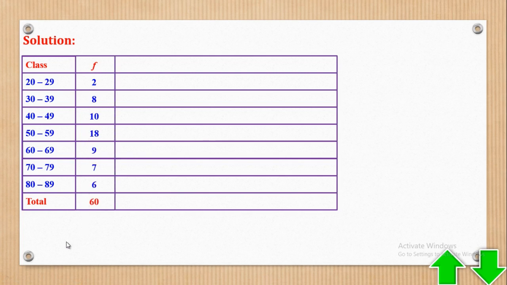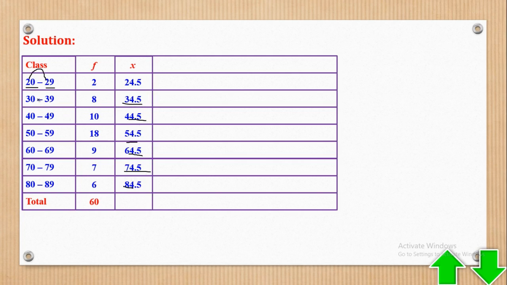And at the end we have to add all of them. So we have to add all these values. When I add all of them, I'll come up with 60. That's what we put under the row of total. So next is to get the mid mark or class mark. Class mark is got by adding the two limits and dividing by 2. So 20 plus 29 divided by 2, I'll come up with 24.5. This side I'll come up with 34.5, 44.5, 54.5, 64.5, 74.5, and lastly 84.5.